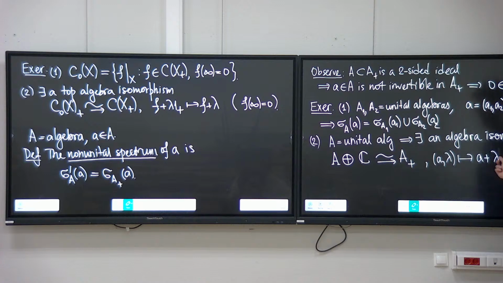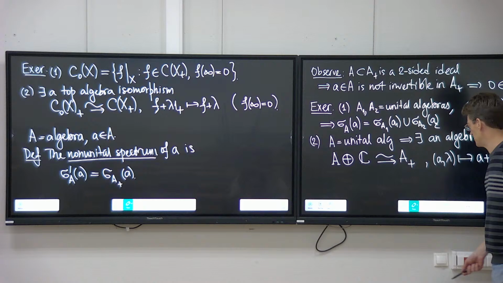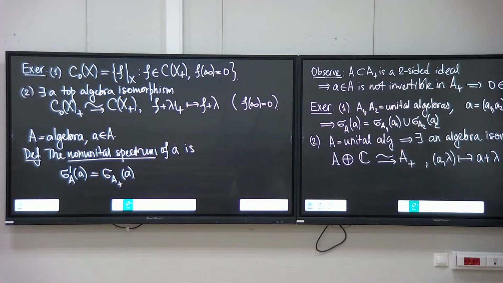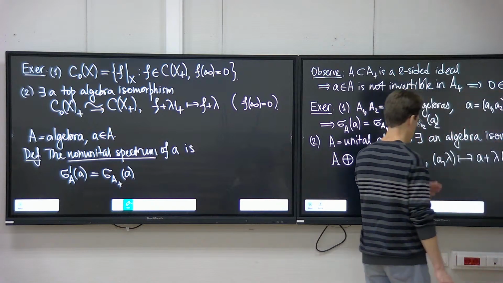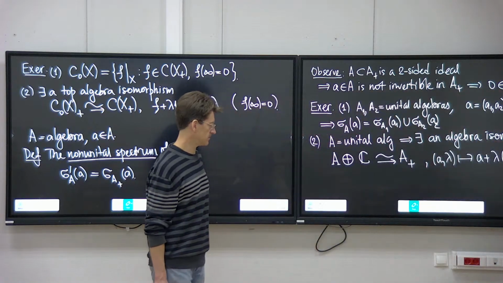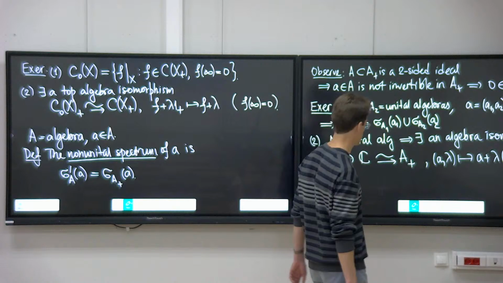This map is clearly a vector space isomorphism, just by the definition of the direct sum. But this map is not multiplicative. And to make it into an algebra isomorphism, we must replace here the identity of A plus by the following element. So we take the difference of the two identities of A plus and A. And this is an algebra isomorphism. Well, the verification is straightforward, just a little calculation.